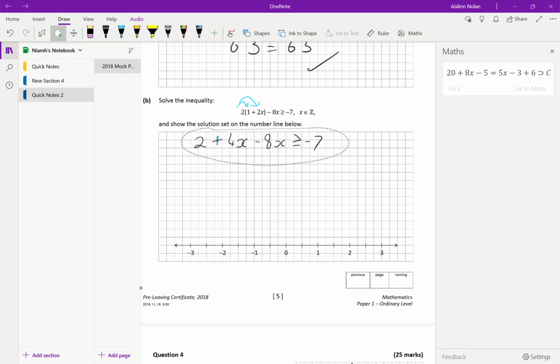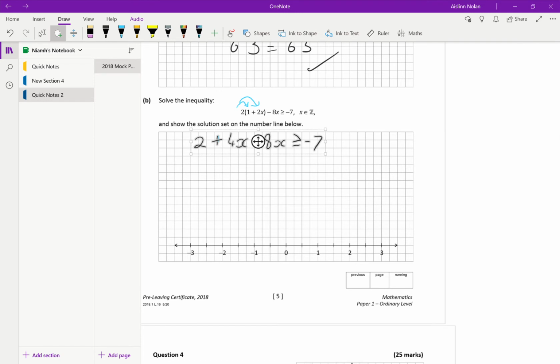So now, like before, what we want to do is get together any x's and then any numbers. So the x's we have on the left hand side are this 4x and then minus 8x. So that's 2. And then 4x minus 8x is minus 4x, which is greater than or equal to minus 7.